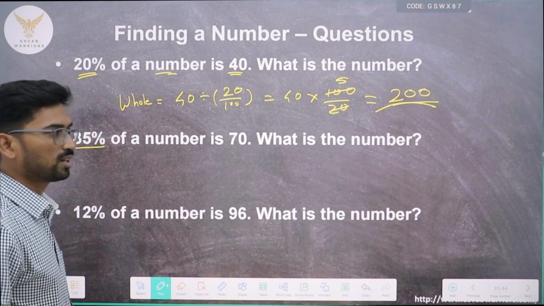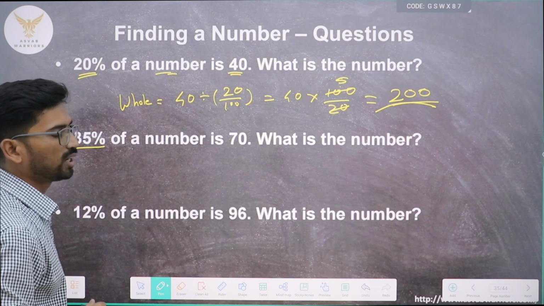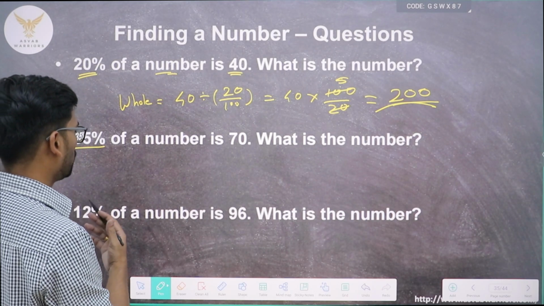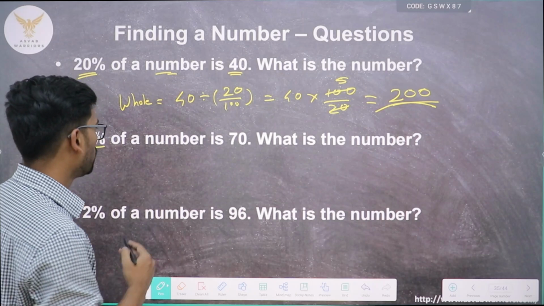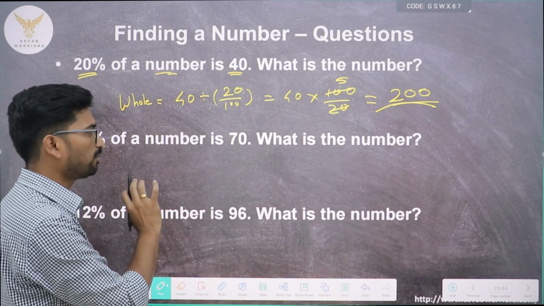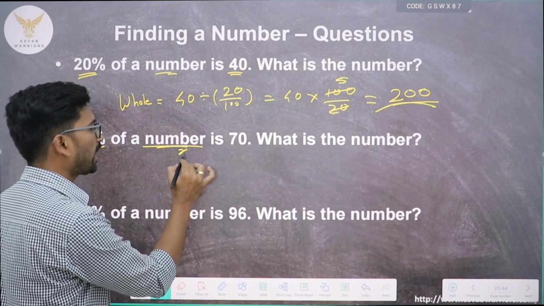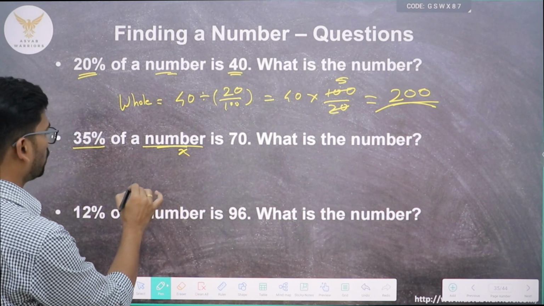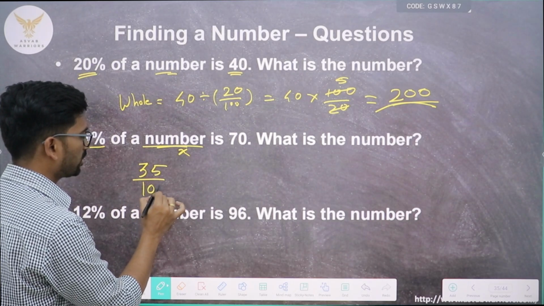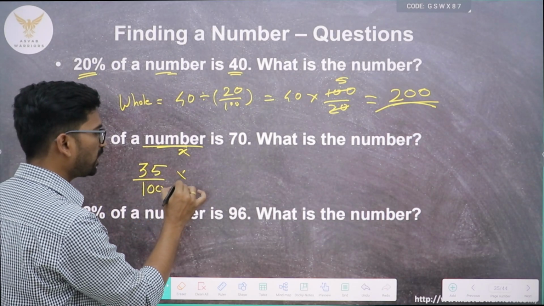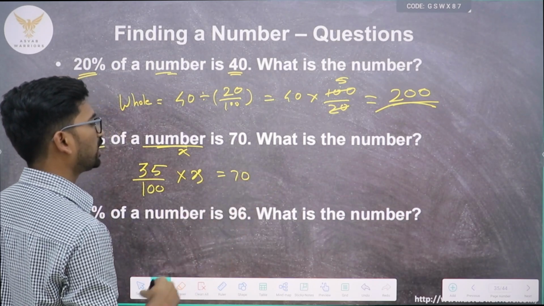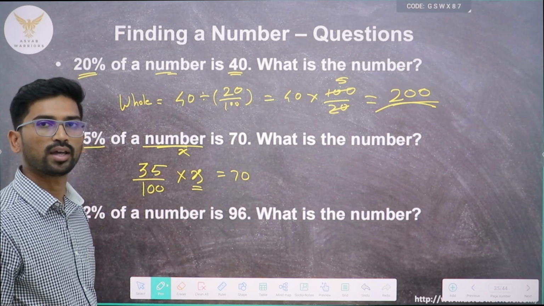The next question: 35% of a number is 70. What is the number? Now we will see a different, a little bit simpler method to find it. We have been given that 35% of a number is 70. So we will assume the number to be x. 35% means 35 by 100 of the number x, which is given as 70. Then we need to find x.